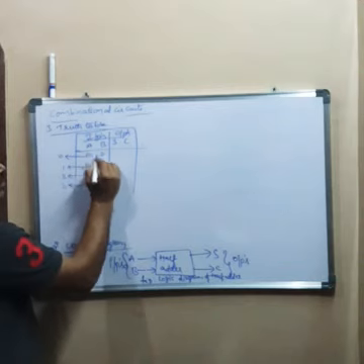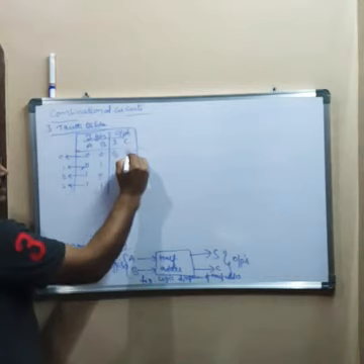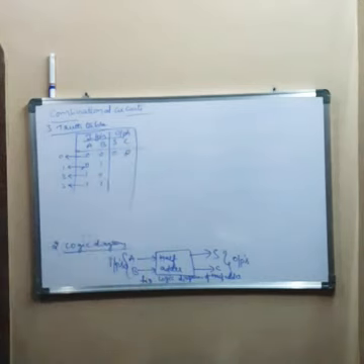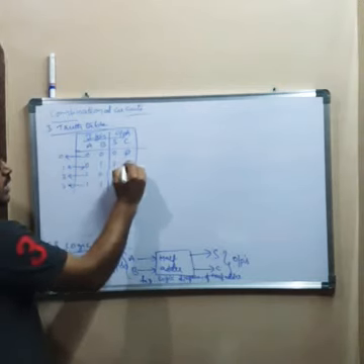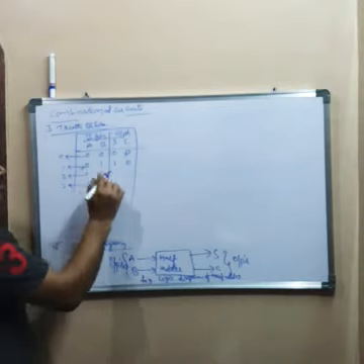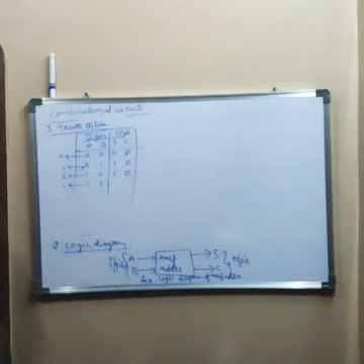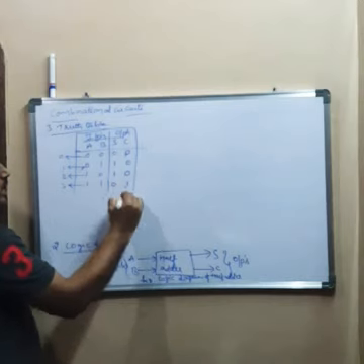So when you are adding 0 plus 0, the sum will be 0 and there is no carry, right? Sum is 0, carry is 0. When you are adding 0 plus 1, sum will be 1, carry will be 0, right? When you are adding 1 plus 0, sum will be 1, carry will be 0. When you are adding 1 1, sum will be 0, carry will be 1.